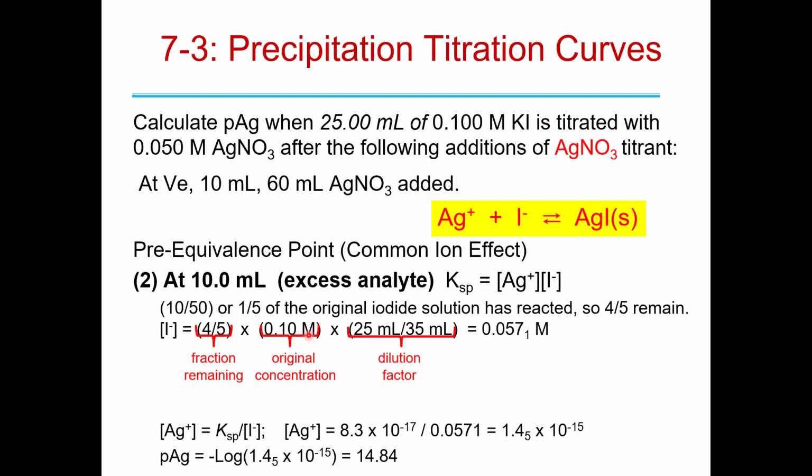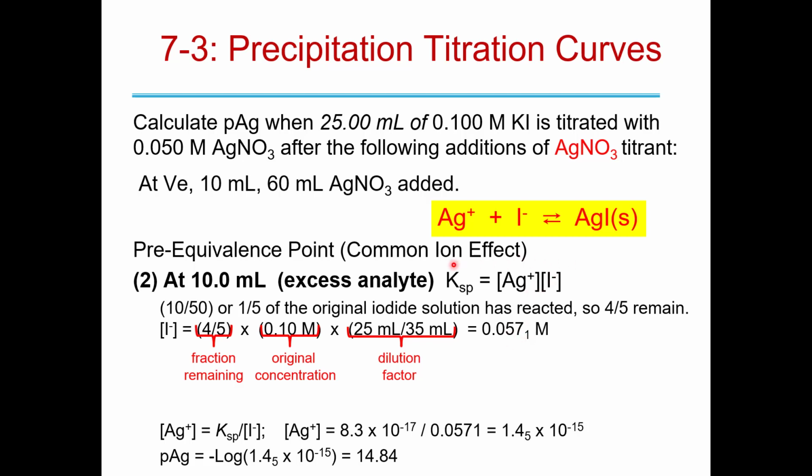We're going to multiply that by the original iodide concentration, 0.1 molar. And then we're going to multiply this by something called the dilution factor. We originally had 25 milliliters, but now the total volume of our solution is 35 milliliters. If we divide 25 by 35, that's what we call a dilution factor. When we do the math here, the iodide concentration is no longer 0.1. It's gone down because we've added some silver. It is now 0.0571. Not a significant figure here, but we'll keep that for our later calculations.